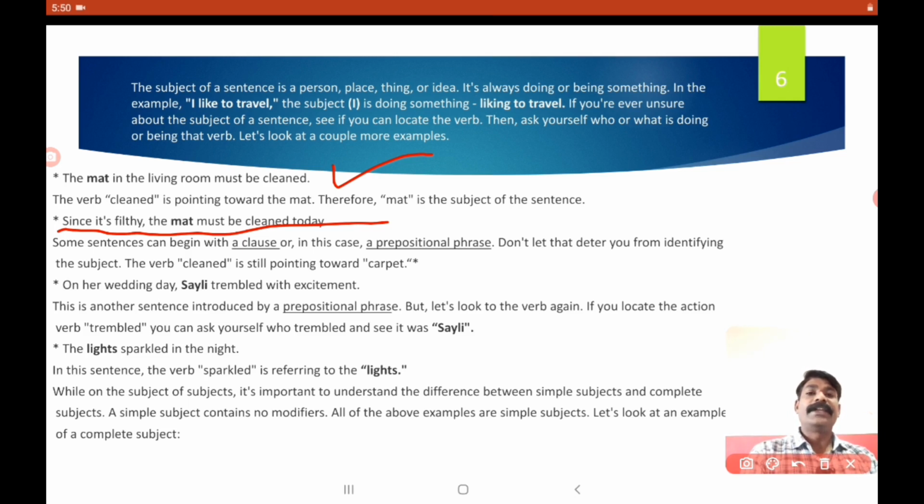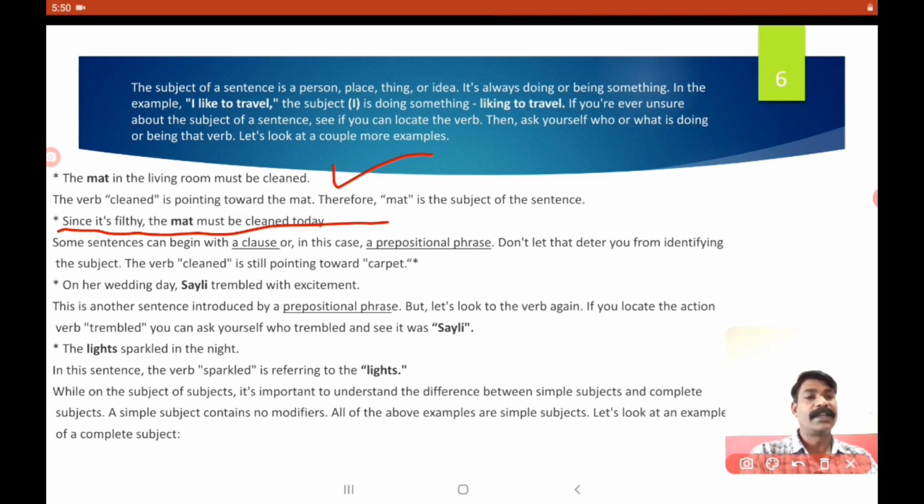On her wedding day, Sally trembled with excitement. This is another sentence introduced by the prepositional phrase. This is the on her wedding day, this is a prepositional phrase. So don't be confused again. But let's look at the verb again. If you look at the action verb tremble, you can ask yourself, who trembled? Definitely you get an answer, that's Sally. Who trembled? So if you are confused in the sentence about the location or about the subject, then look at the verb, ask that verb certain question like who or what, you'll get an answer, and that is the subject.